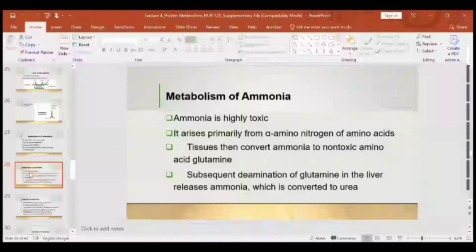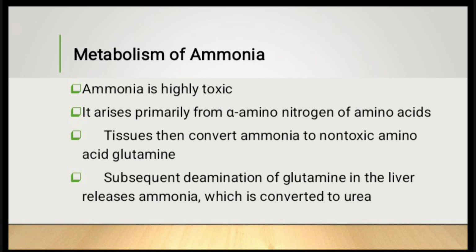The amino group is just being moved from an amino acid to a keto acid. Once it's moved to a keto acid, it forms an amino acid, and another keto acid is formed. But in deamination, we are generating ammonia, and ammonia is highly toxic. Then it has to be converted to a non-toxic amino acid, that is glutamine.